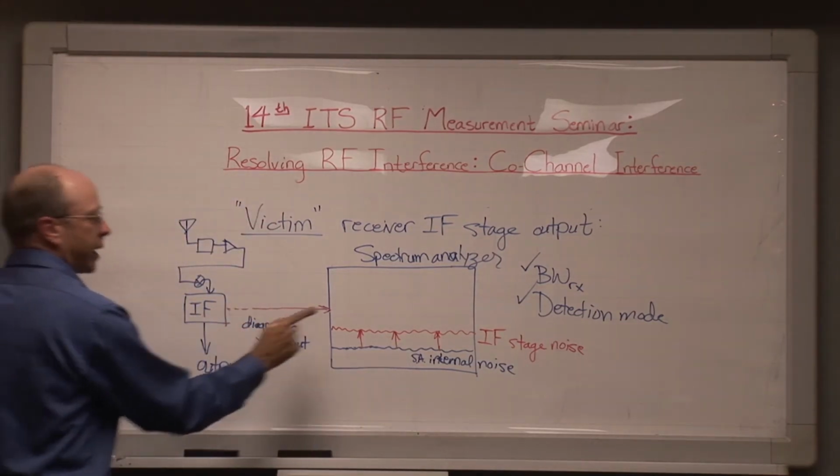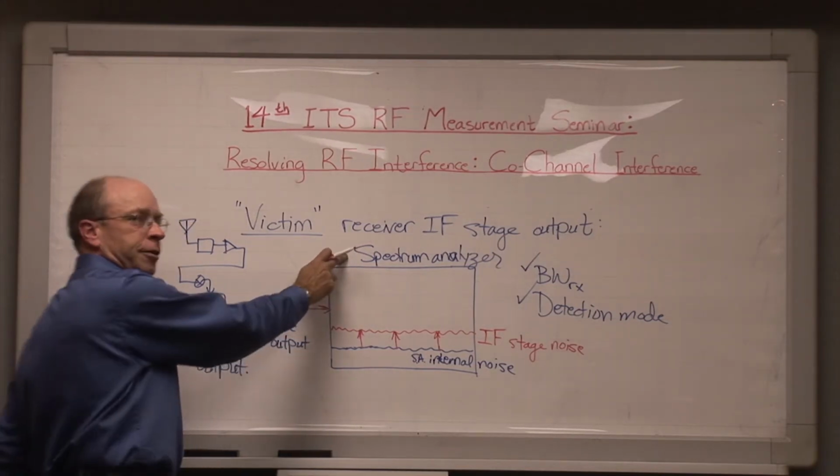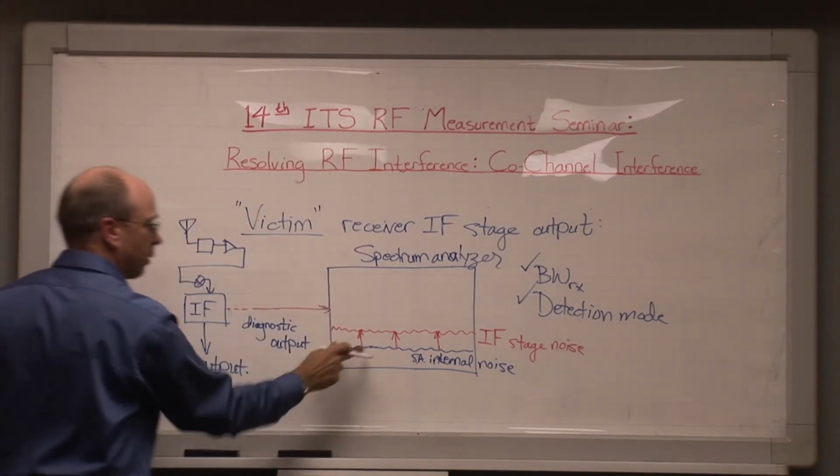If we can't see that, then we need to examine whether or not the attenuation at the RF input of the analyzer is actually set to 0. If it's not, we'll bring it down to 0. Hopefully then we'll see it.